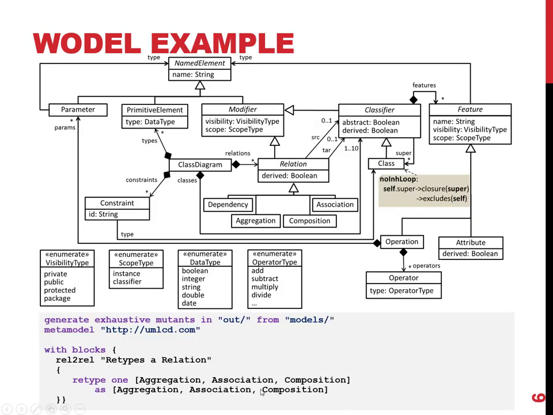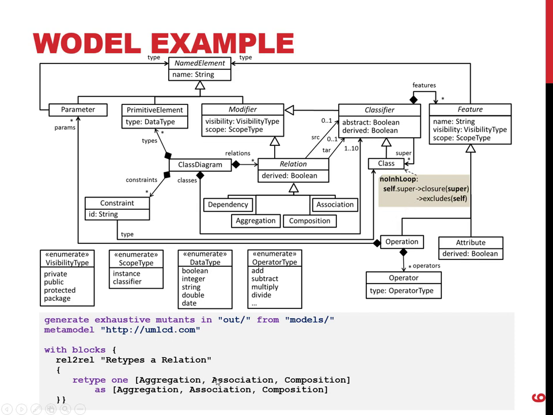Well, in this slide we can see at the bottom a simple example of a WODEL program applied to a simplified UML class diagram meta-model that is presented here in the center of the slide. The simplified UML class diagram meta-model contains the main concepts of the language, such as classes, relations, attributes, and operators. It also contains an OCL constraint, which requires that a class cannot be inherited by itself.